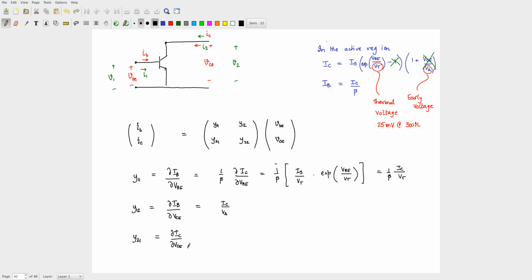That is your IC by VT, and that is identical to your GM. So this quantity is nothing but GM by beta. All right. And finally, what is Y22? Dou IC divided by dou VCE, and what is that? Okay. Now, sorry. Let's take this as 0. IB is very small, so when you are doing IB, you can forget about early voltage and all of that. So that's small, so make that 0, and here you include the early voltage. So this becomes IC by VA.